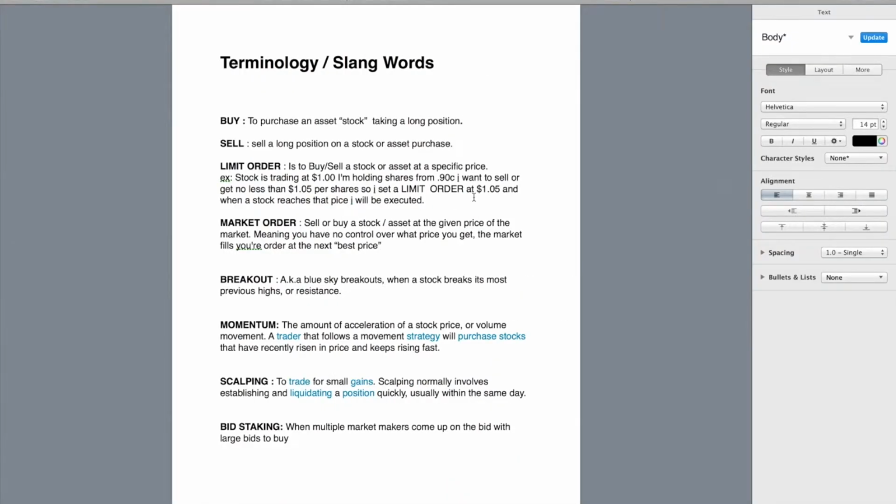What's up, everybody? So today's first lesson is going to be about terminology and slang words and basically vocabulary. Before we get down to learning how to trade and how to read charts and volumes in level 2, you guys need to get down your terminology so you know what I'm talking about and also what other traders are talking about on message boards and chat rooms and all that other good stuff.